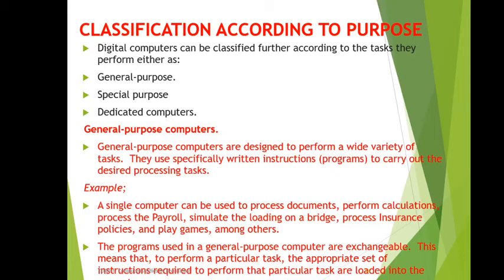Now, general purpose, just like the term goes, general. General purpose computers are designed to perform a wide variety of tasks. They use specifically written instructions or programs to carry out the desired processing tasks. Example, a single computer can be used to process documents, perform calculations, process the payroll, simulate the loading of a bridge, process insurance policies, play games, among others. Therefore, you can see that a general purpose computer, like the one you have, you can do all these things using it.